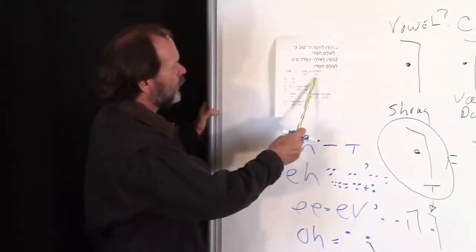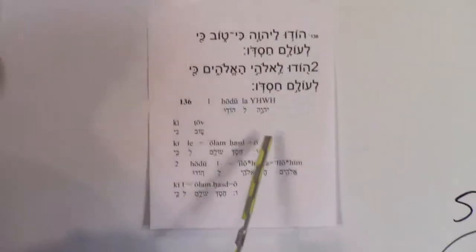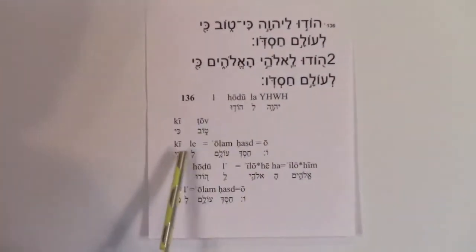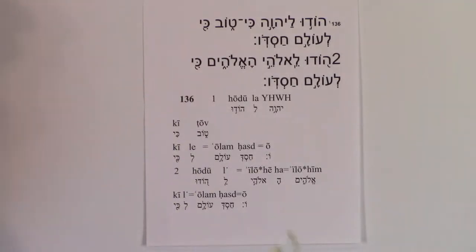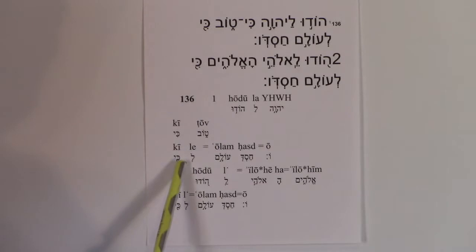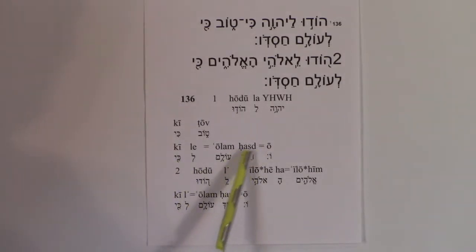So here we are, Hodu Adonai, Ki Tov, Ki. Here they're using just an I, right, with the long mark over it. I don't remember what they called that in English. But here we are, Ki le Olam Chasdo.